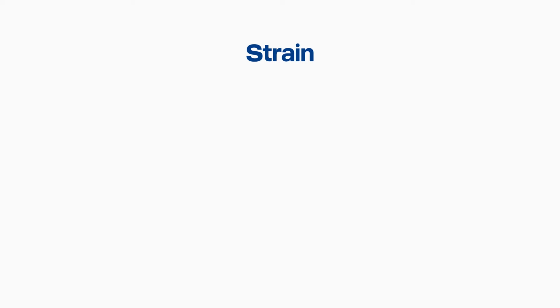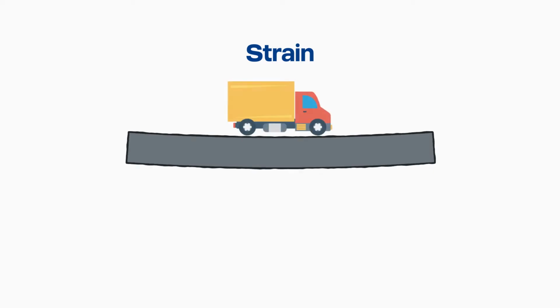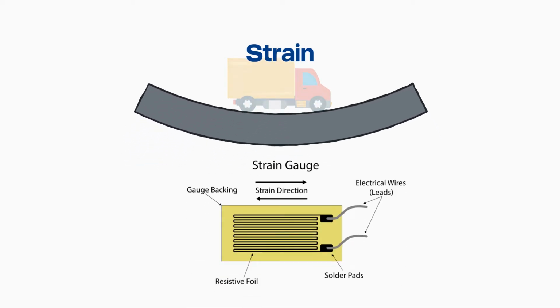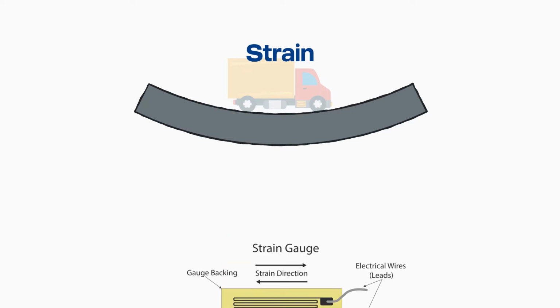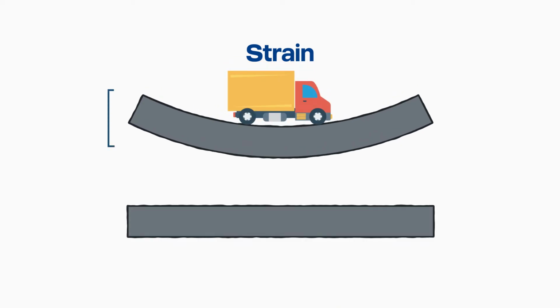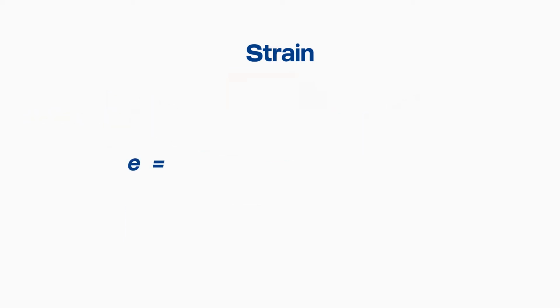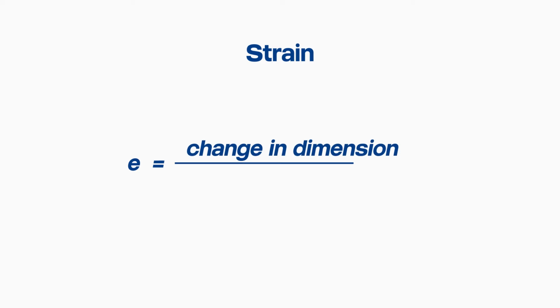Strain. Strain is the term applied to deformation or change of shape of an object when a load is placed on it. Delicate measuring instruments such as strain gauges may be needed to detect the amount of deformation. The amount of deformation compared to the original shape is called strain and is represented by the letter E. This is a ratio which has no units. E equals change in dimension divided by original dimension.